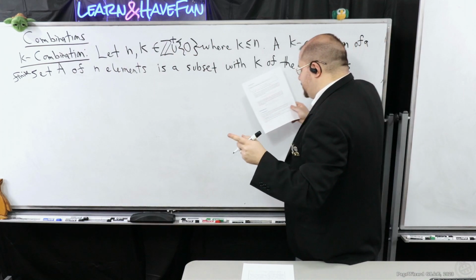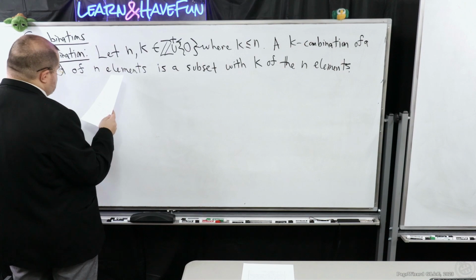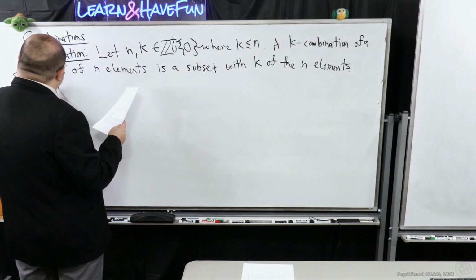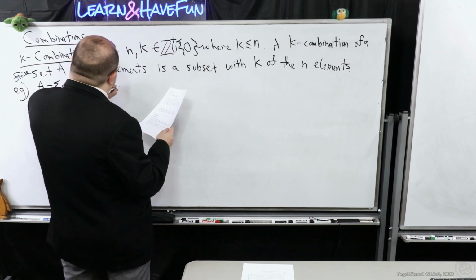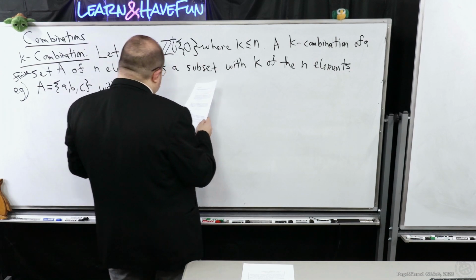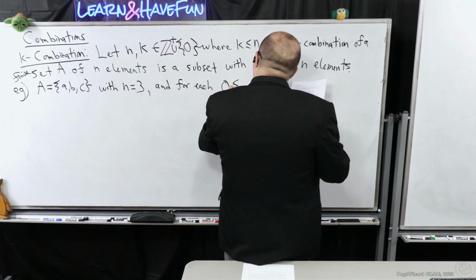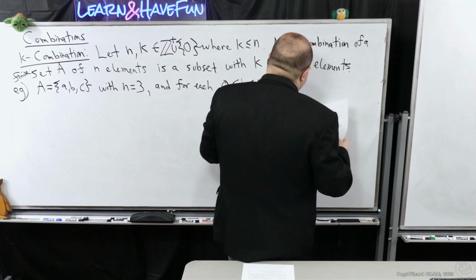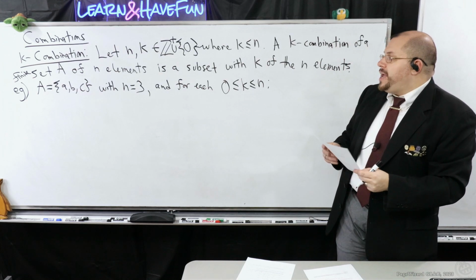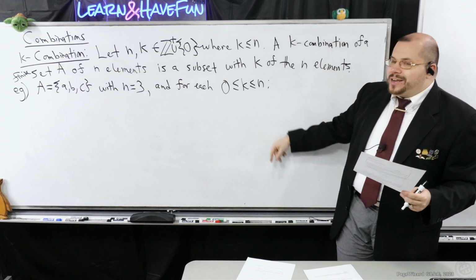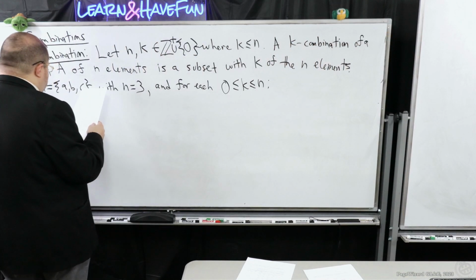So let's do an example. Let's consider the example we've been using. Suppose we're given a set A, which has elements A, B, and C in it, so n is equal to 3, because there are 3 elements in it. And for each k where 0 is less than or equal to k is less than or equal to n, we have as follows. I'm going to show you how you would list out each one of these. If you want to know what a k-combination would be for a given k, it'd be somewhere in this listing of subsets. Just to be clear, they're subsets now.